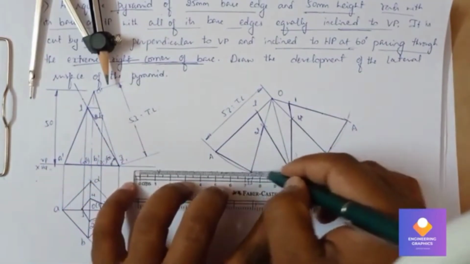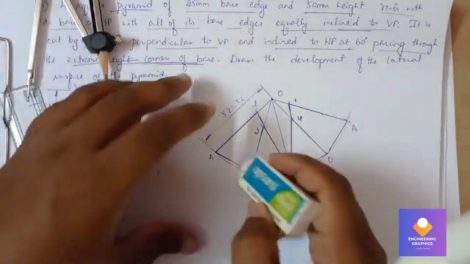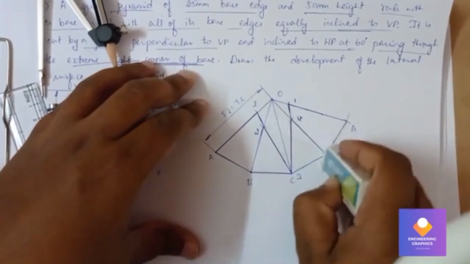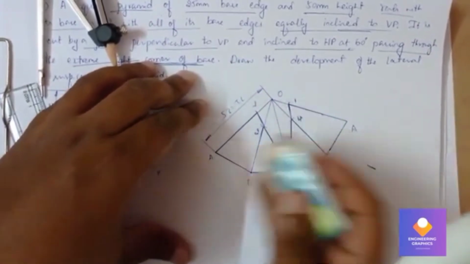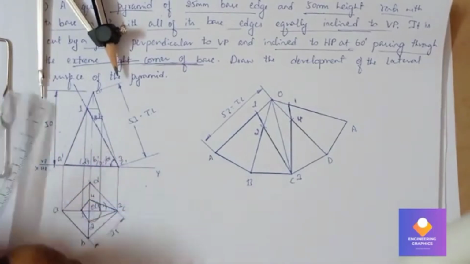The retained portion which has been cutted, we need to dark it, and then you can erase that arc which has been drawn, okay. So that completes the problem.